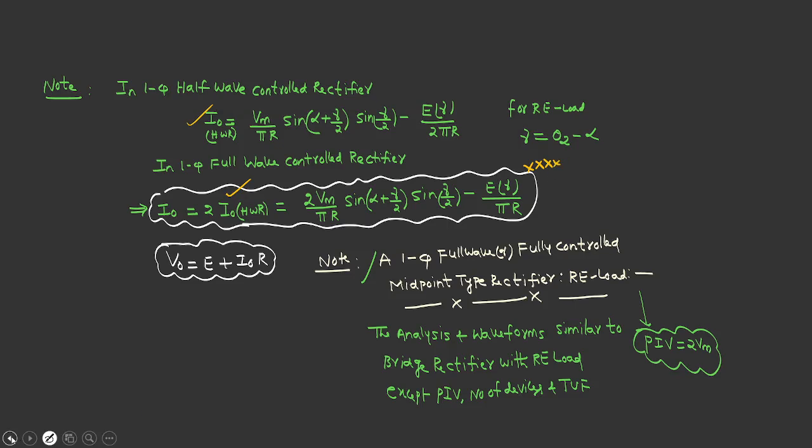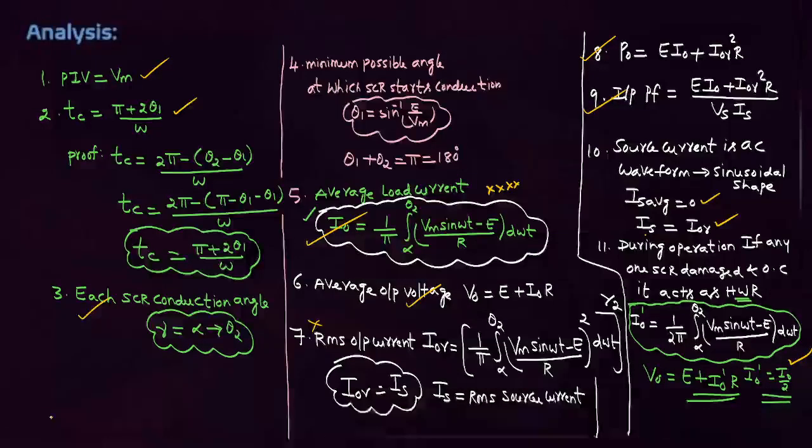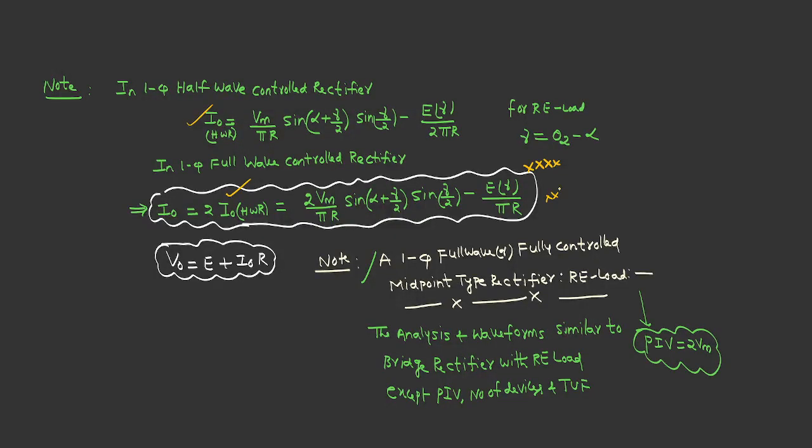To calculate the average load current, use this formula. Or if you are feeling the integration is very difficult, then directly use this formula and substitute. But this gamma is in radians. This gamma value you have to substitute in radians. That is observation one.